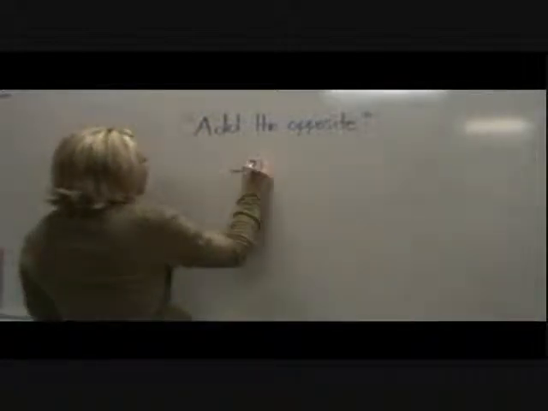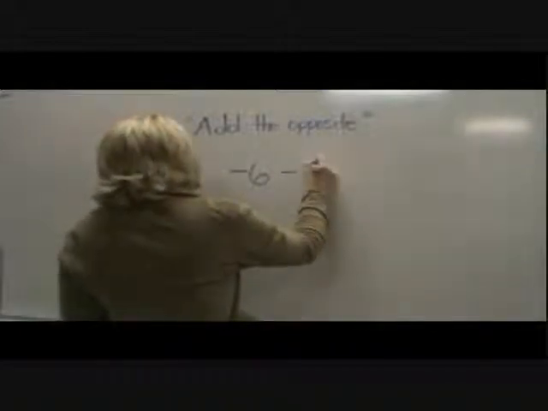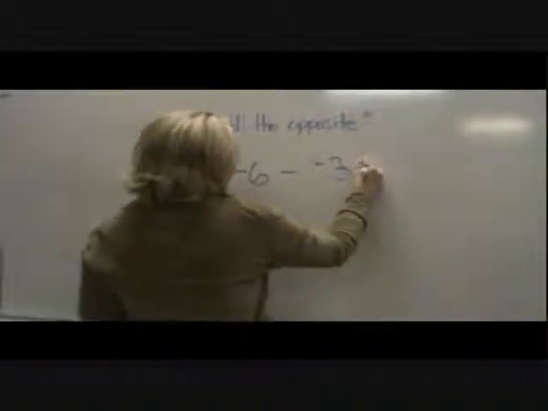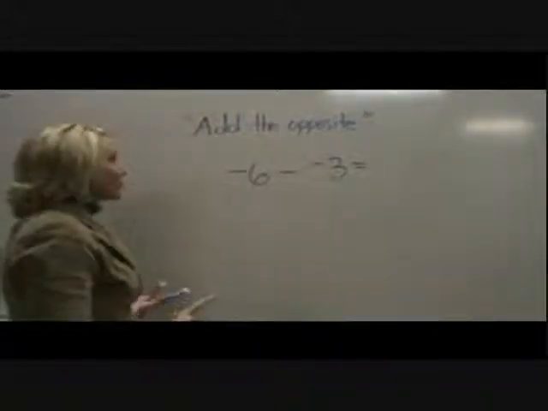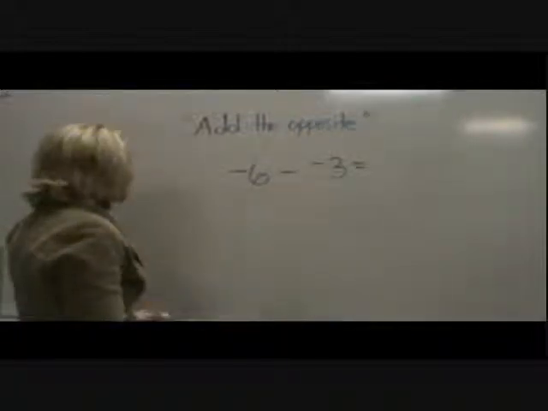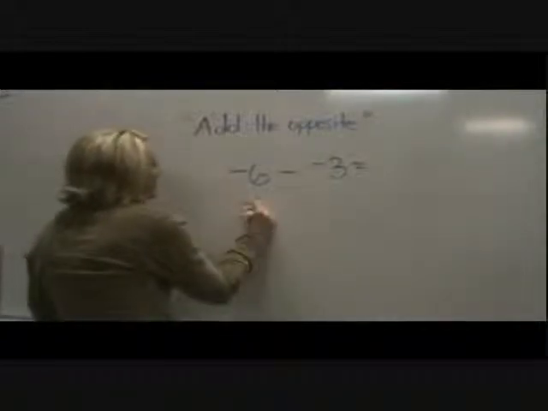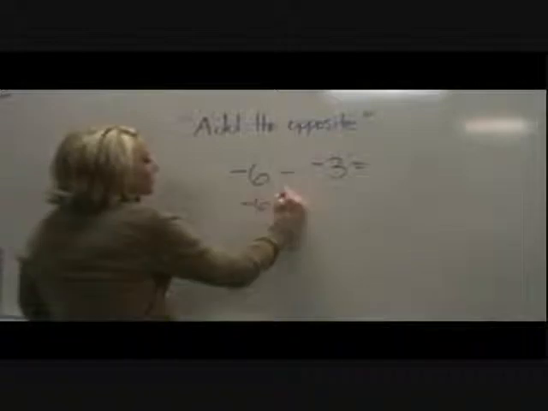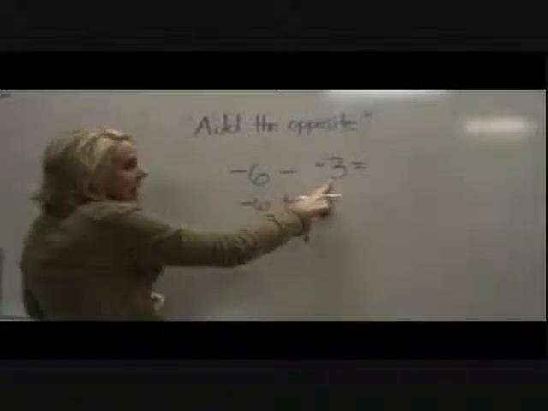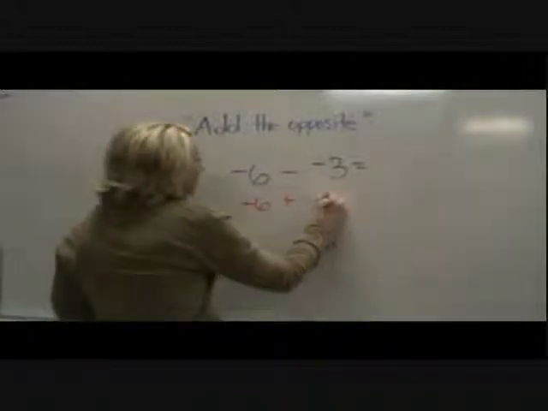So let's say our problem is negative 6 minus negative 3. Okay, so we always have to do this step first in a subtraction problem. We have to change it into an addition problem and add the opposite. So again, the first number here stays the same, negative 6. We change this into an addition problem. And we take the opposite of our second number. The opposite of negative 3 is positive 3.